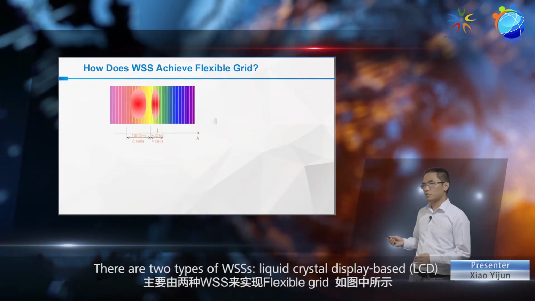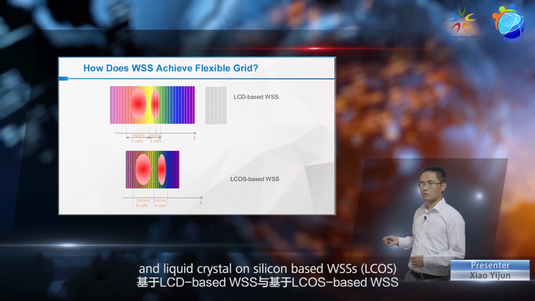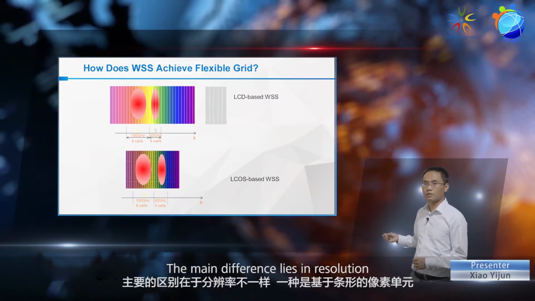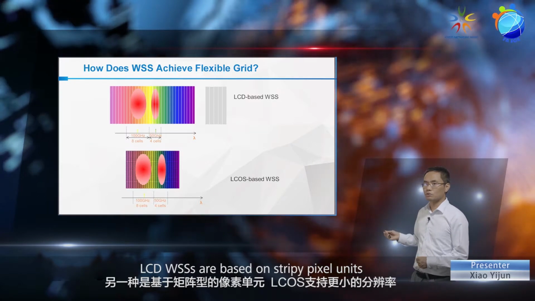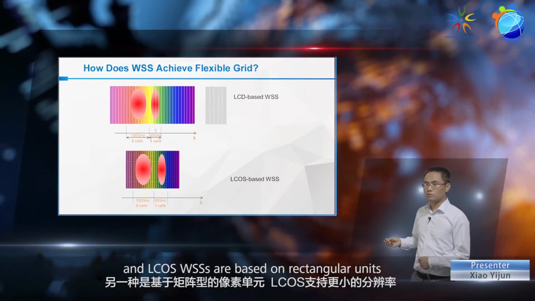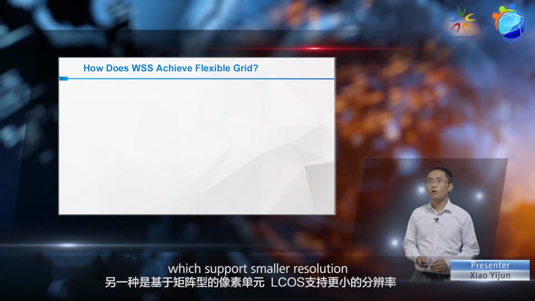There are two types of WSS: liquid crystal display-based and liquid crystal on silicon-based WSS. The main difference lies in resolution. LCD WSSs are based on stripy pixel units, and LCOS WSSs are based on rectangular units, which support smaller resolution.